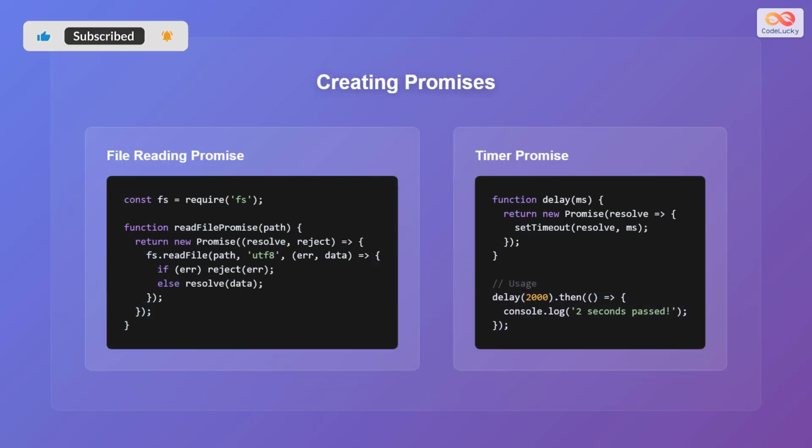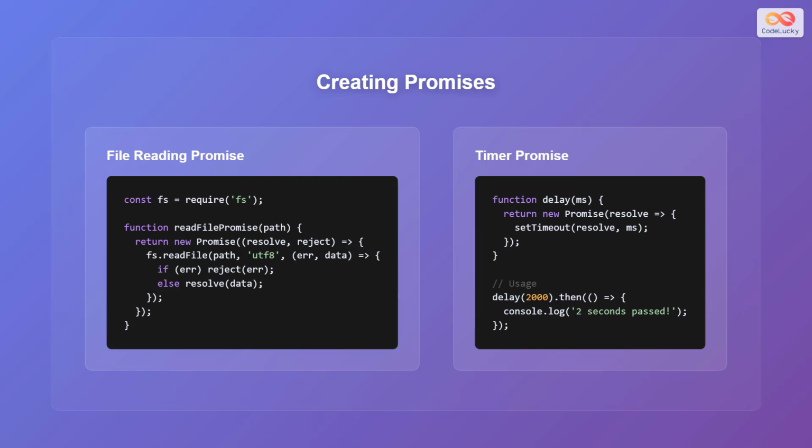Let's look at a couple of examples of creating promises. First, consider a file reading promise. This function, readFilePromise, takes a file path as an argument and returns a new promise. Inside the promise, the fs.readFile method is used to read the file asynchronously. If there's an error, the promise is rejected. Otherwise, it's resolved with the file data.